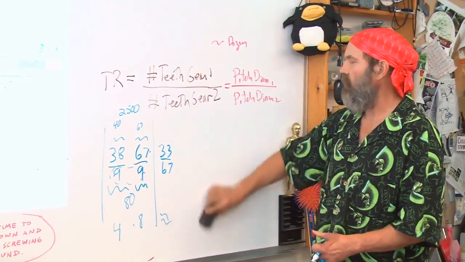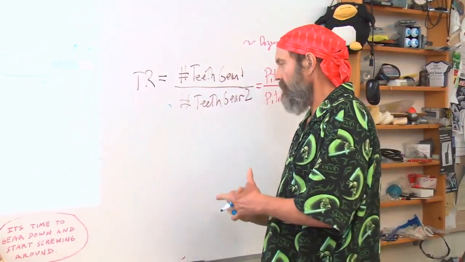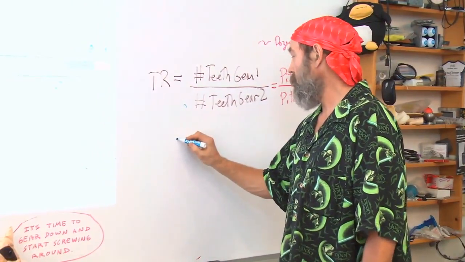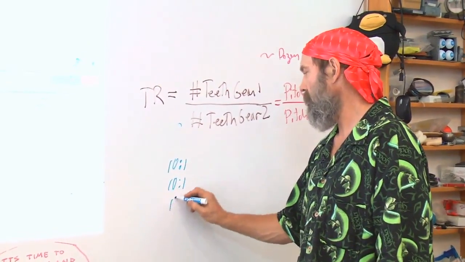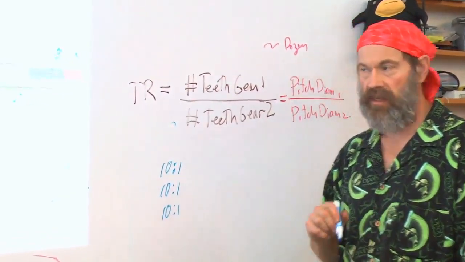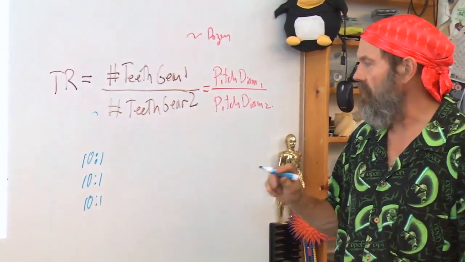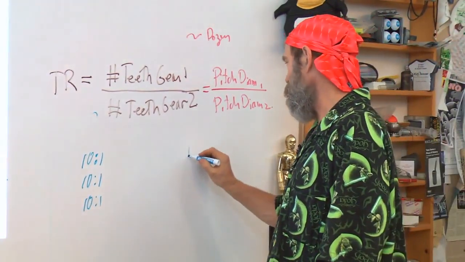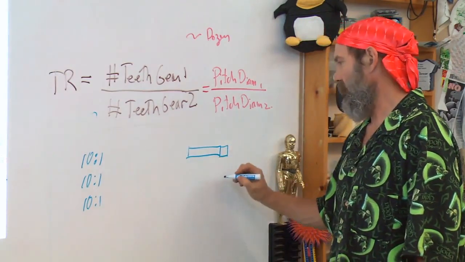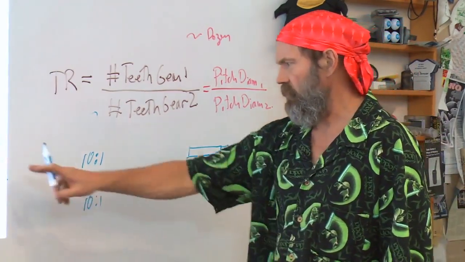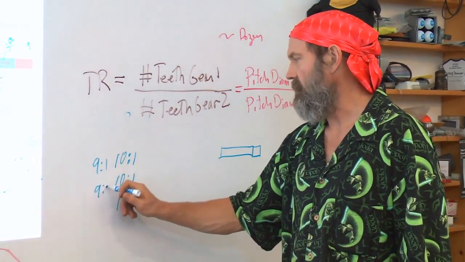What happens if I wanted to get that 1,000 to 1? Well, I could go 10 to 1, 10 to 1, 10 to 1, and I get 1,000 to 1 through a serial gear train. So that would be, for example, big gear, little gear. And it gets a little extreme on the sizes. Maybe I'll go 9 to 1 4 times.